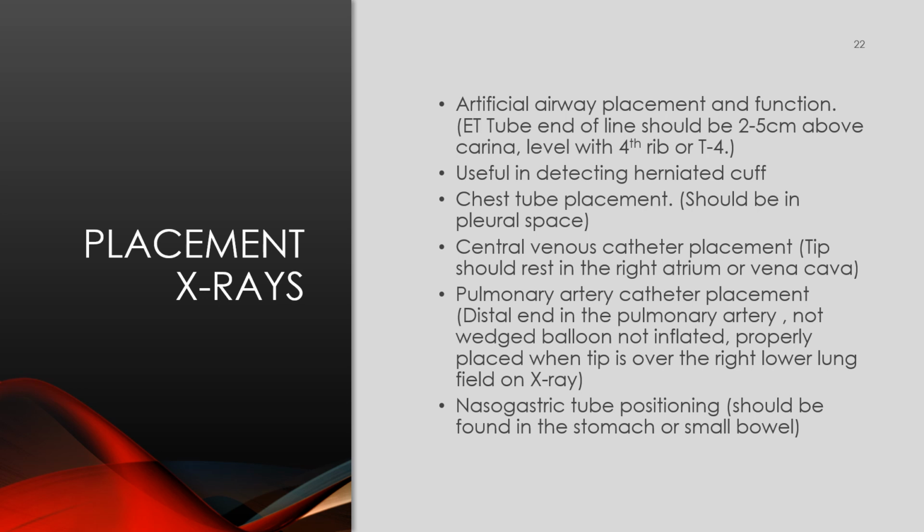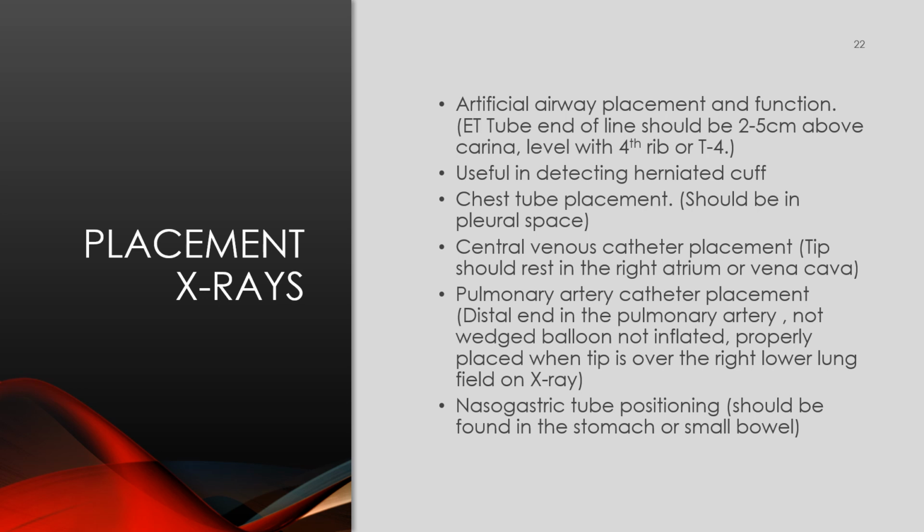Also, placement x-rays are good for determining a herniated cuff. Sometimes you have a cuff that's herniated, and the only way to really determine it is to get an x-ray. Also, when you look at chest tube placement, it should be in the pleural space. So when you do an x-ray for chest tube placement, it should be in the pleural space. It all depends on where they actually place the chest tube, but you know it has to be in the pleural space.